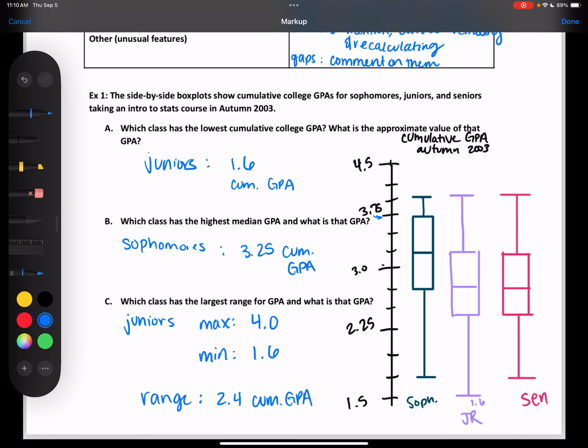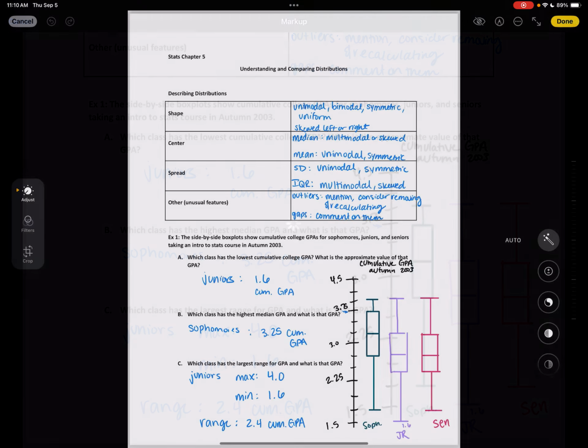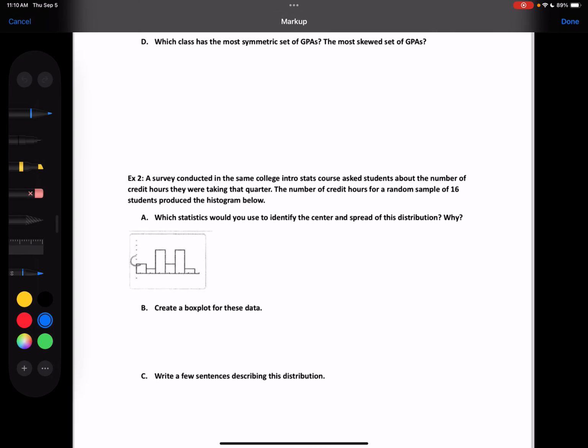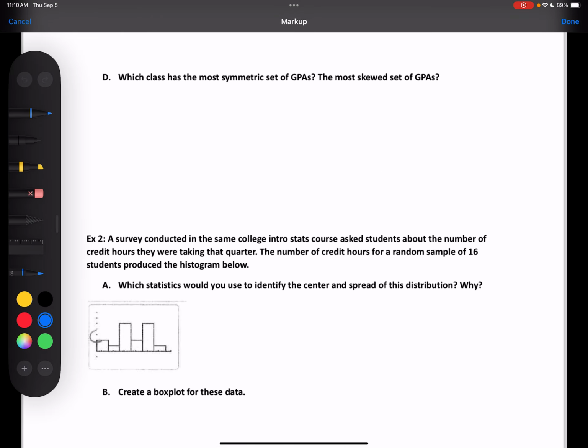So I'm going to go over and write that down. All right, so symmetric for the seniors, a left skew for the sophomores. And obviously the juniors were skewed as well, to a point, but not as skewed as the sophomores. So that's why we said sophomores.